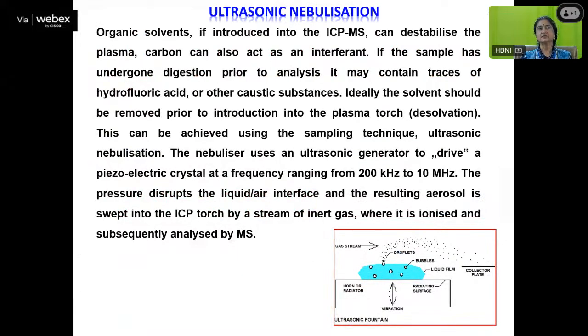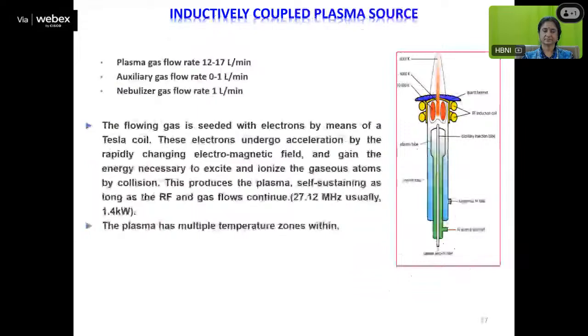Now for organic solvents, there are sometimes ultrasonic nebulizers. Organic solvents, if introduced into the ICP-MS, can destabilize the plasma, and carbon can also act as an interferent. In that case you can use an ultrasonic nebulizer, which creates vibration by ultrasound, where your solvent is evaporated, and then the solvent-less sample can be sent to the plasma. So this is the ultrasonic nebulizer.